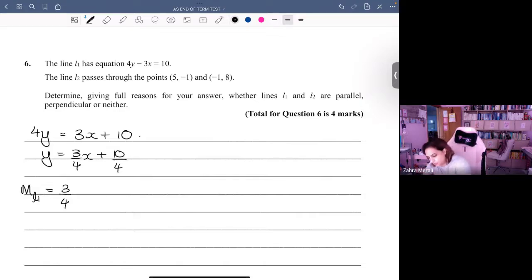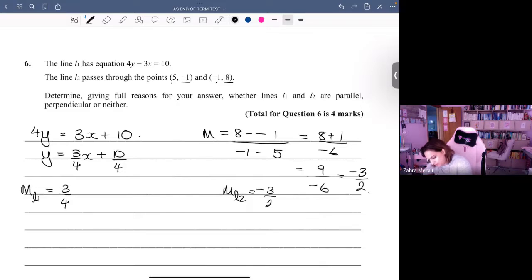For line 2, we're going to find our m, change in y over the change in x. So y2 minus y1, and because it's minus minus, it's going to become a plus. And then minus 1 minus 5. So we're going to get 9 over minus 6. So minus 3 over 2. So my m of L2 equals minus 3 over 2.